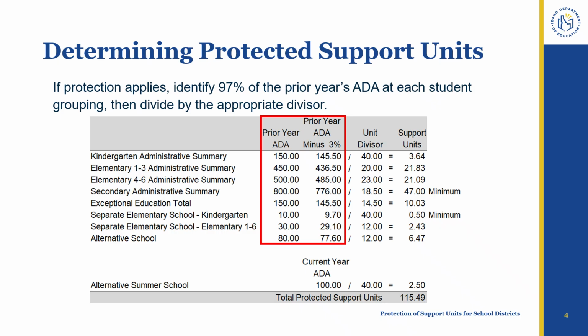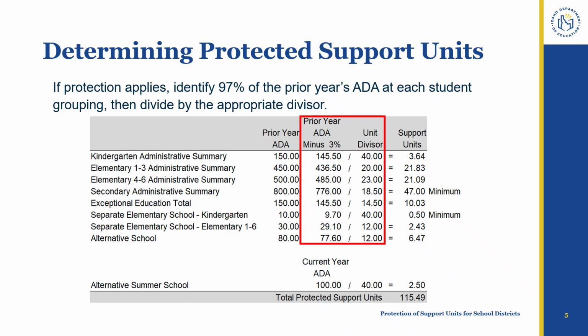For instance, our example has kindergarten, elementary, secondary, exceptional, a separate elementary, and an alternative school. The prior year ADA minus 3% column amounts are simply 97% of the prior year ADA amounts. Please note, our example also includes an alternative summer school. Summer programs factor into the calculation, but a little differently, and we'll explain that in a little bit.